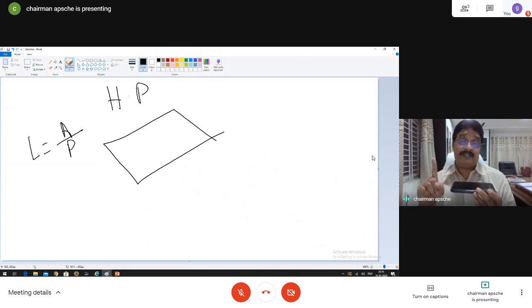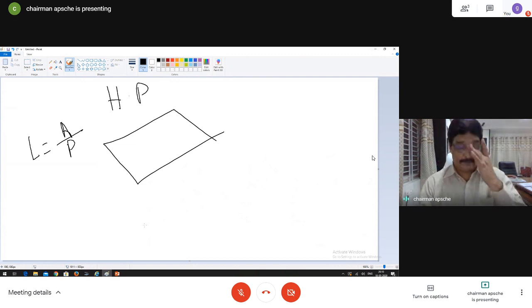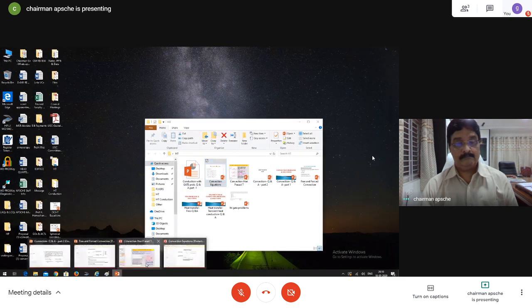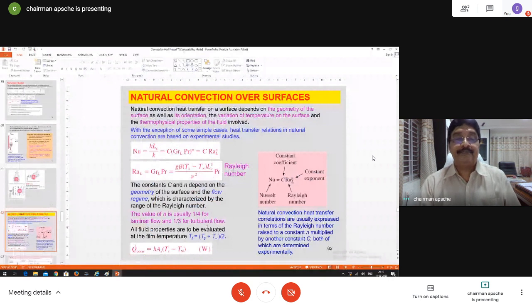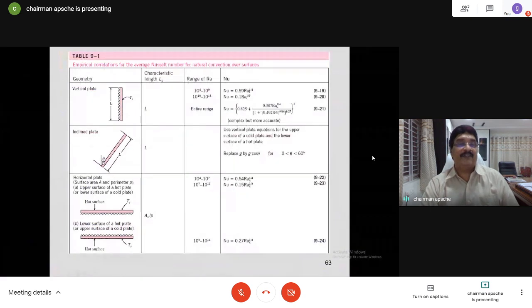At the top, when it is hot, it is favorable. For a horizontal plate, area by perimeter is the characteristic dimension. Okay. So, this is how I could explain natural convection.